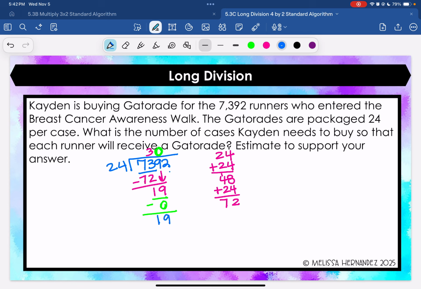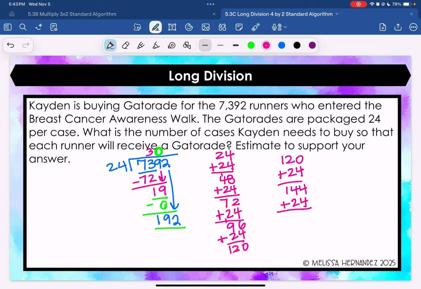And then now you bring down the next digit, which gives 192. Now your last division problem is 192 divided by 24. How many 24s fit into 192? So what you'll do is go back over here and just continue adding. There's no point in starting over. 96, if we add another 24. 120, we can still add another. You want to get as close as you can to 192 without going over.